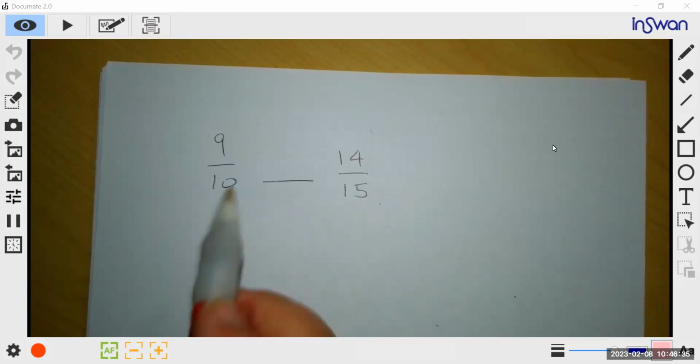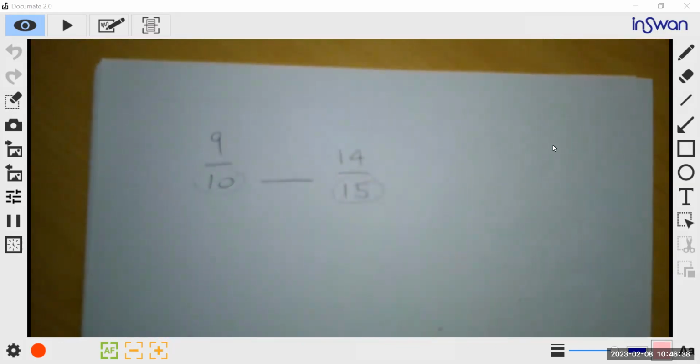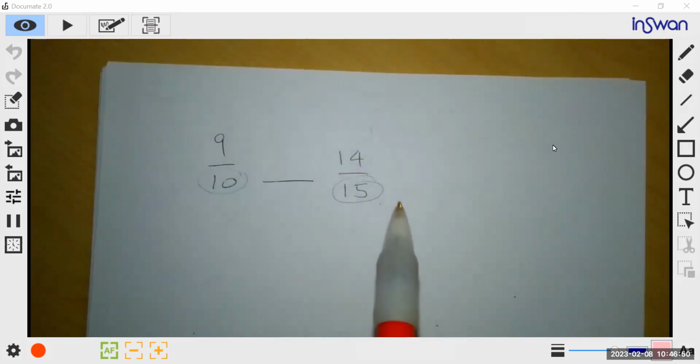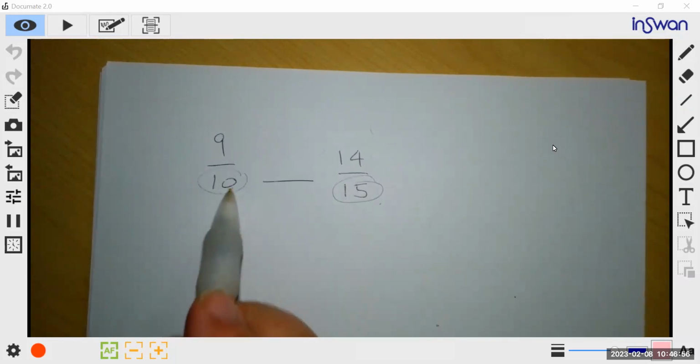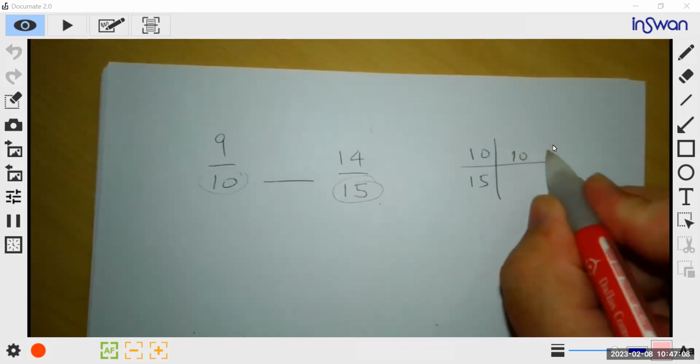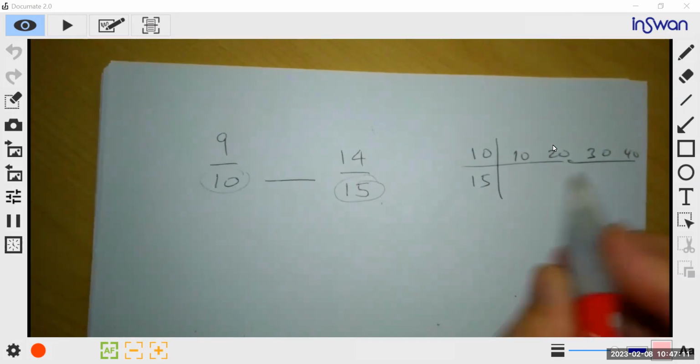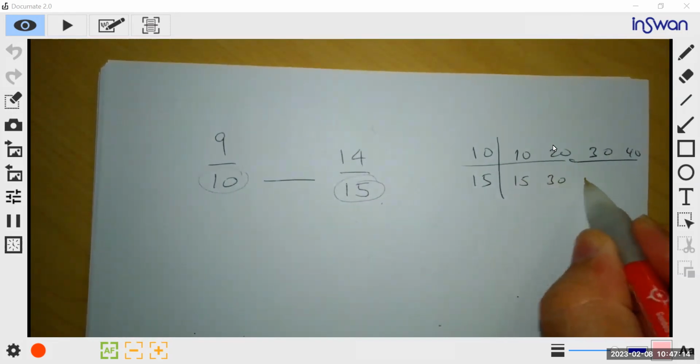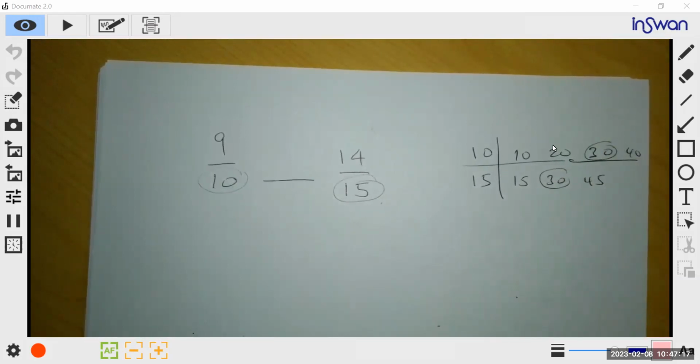So you have to ask yourself, what's the smallest number that 10 and 15 both fit into? No, they have to fit into. 5 fits into 10 and 15, but does 10 fit into 15? We have to find the LCM. What's the smallest number that both 10 and 15 fit into? So this is 10, 20, 30, 40. This is 15, 30, 45. So 30 is the smallest number they fit into.